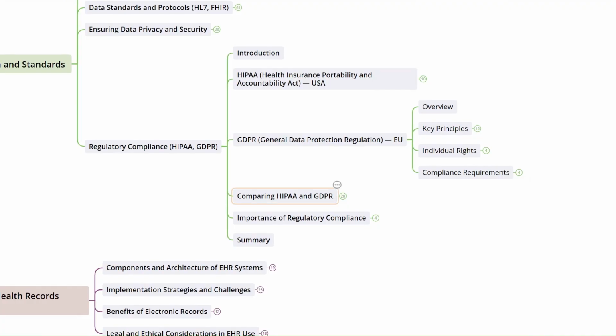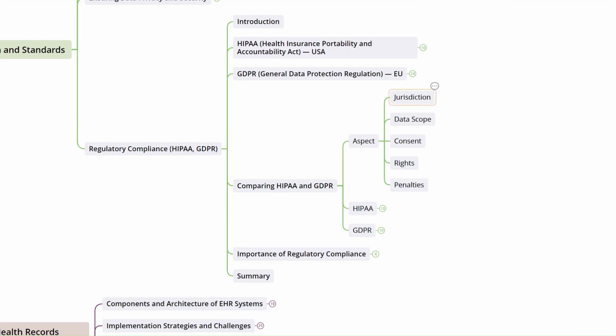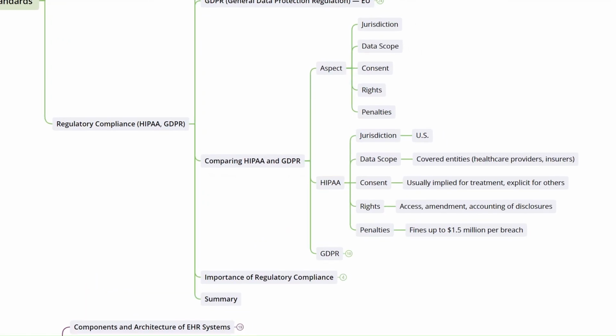Next, comparing HIPAA and GDPR, we'll review a couple of aspects such as jurisdiction, data scope, consent, rights, and penalties. For HIPAA, the jurisdiction is US. The data scope is covered entities such as healthcare providers and insurers. Consent is usually implied for treatment and explicit for others.